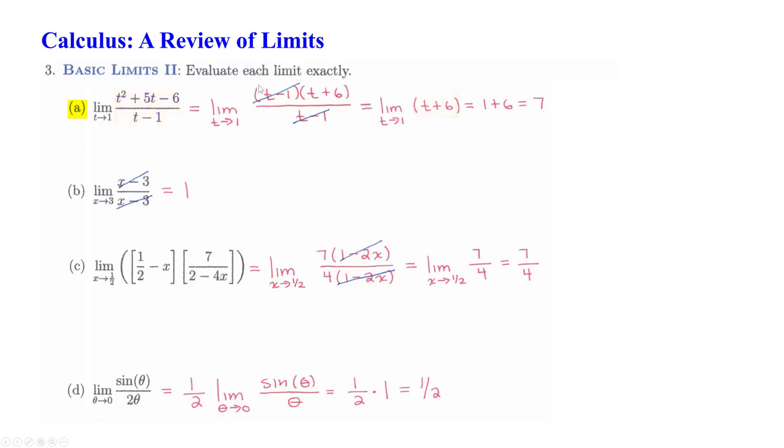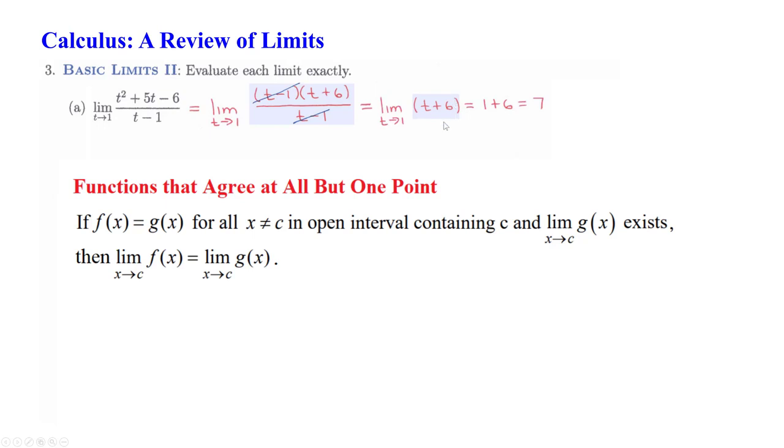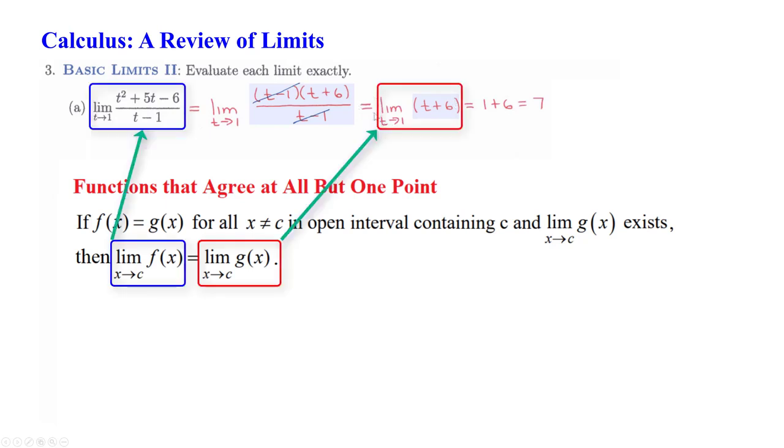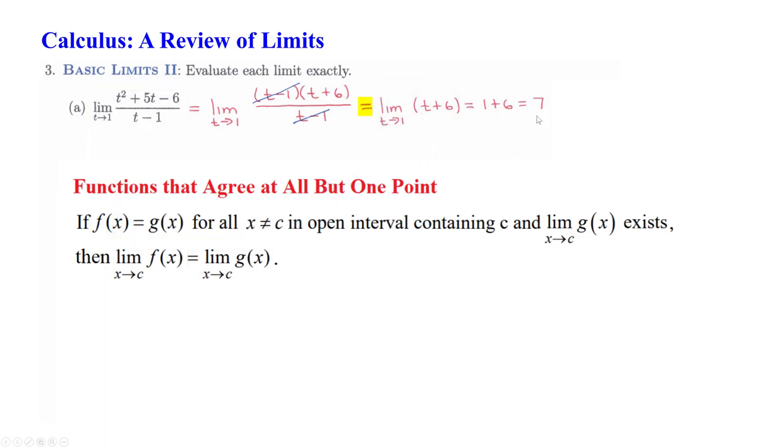Therefore, these functions agree at all but one point. That's what justifies this equal sign. And now this is a polynomial. We can evaluate this polynomial by plugging in. So the answer to the original problem is 7.